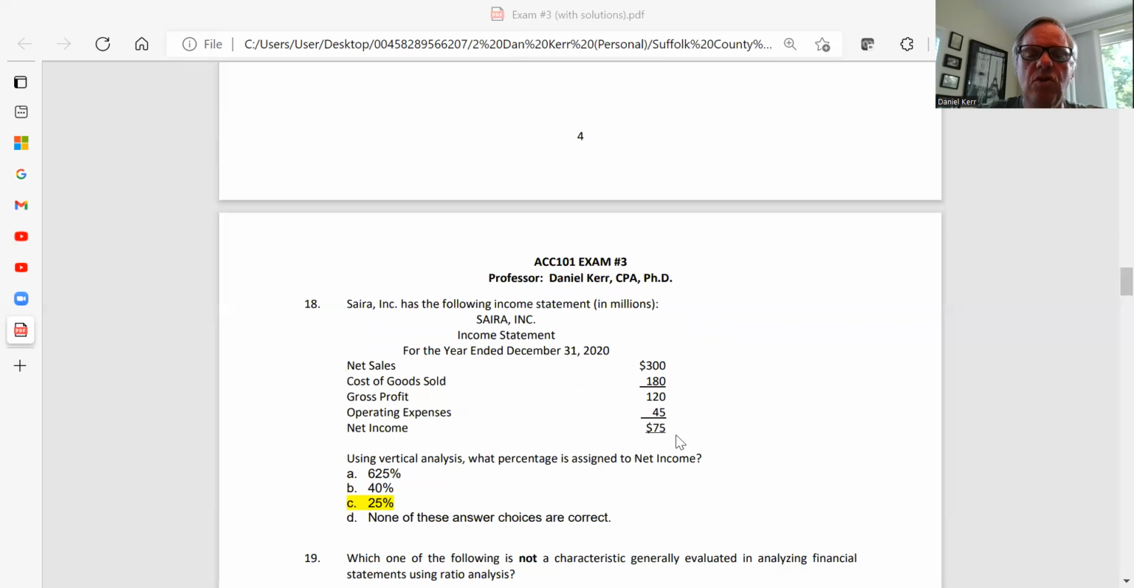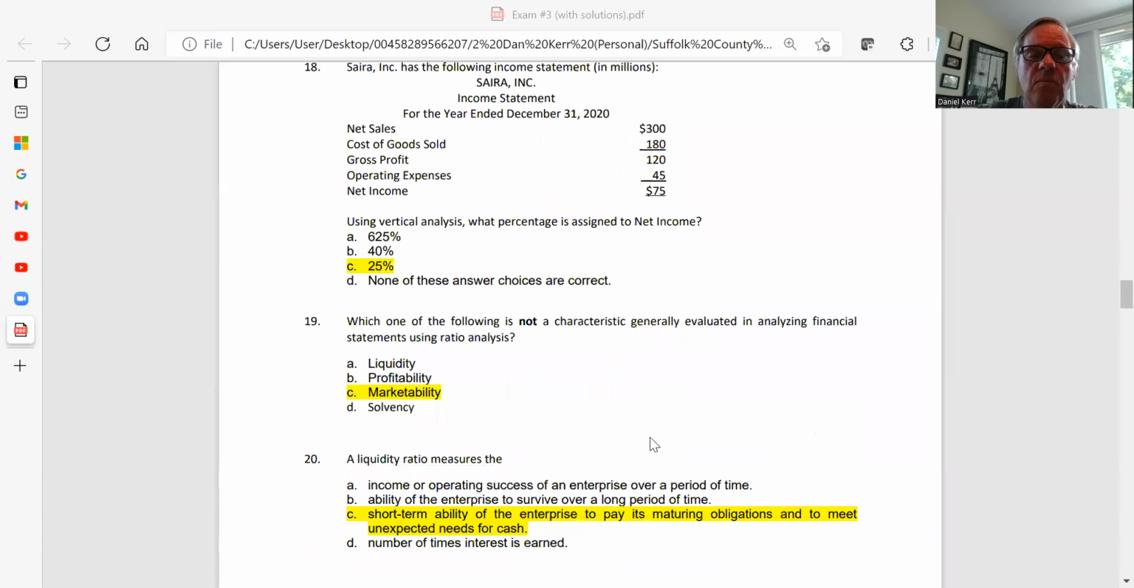When you do vertical analysis, you take every item on the income statement and you express it as a percentage of net sales. So if you did the full statement here, you take 180 divided by 300 would give you the percentage of cost of goods sold. 120 divided by 300 would give you the percentage for gross profit. 45 by 300 would give you the percentage of operating expenses. But the question says, what is the percentage of net income on the vertical analysis? So 75 divided by 300 gives you 25%.